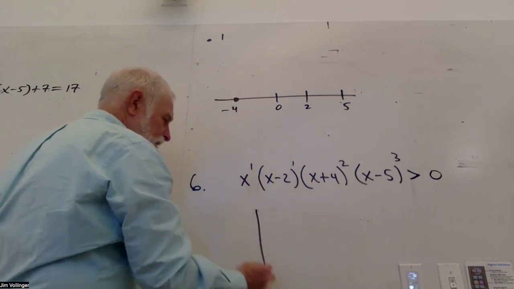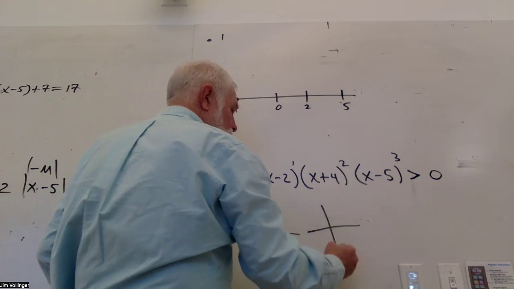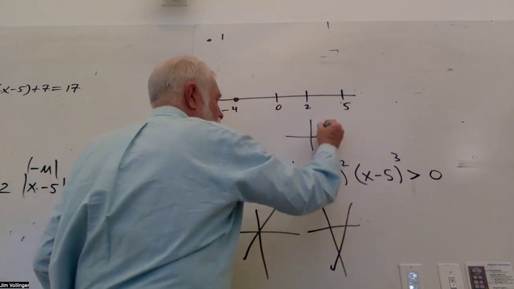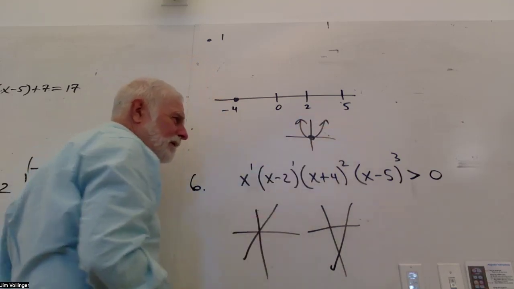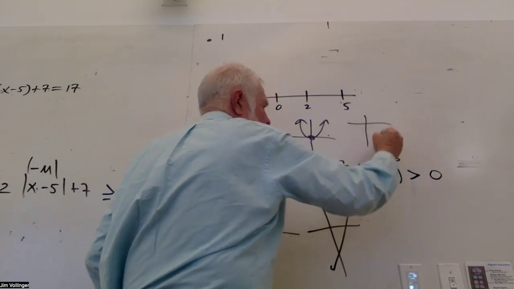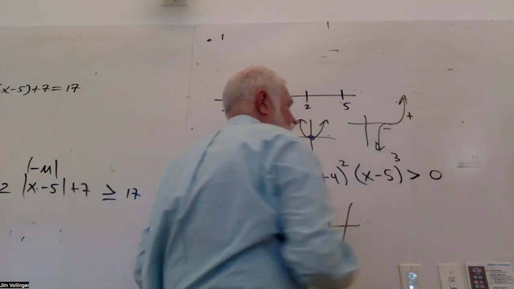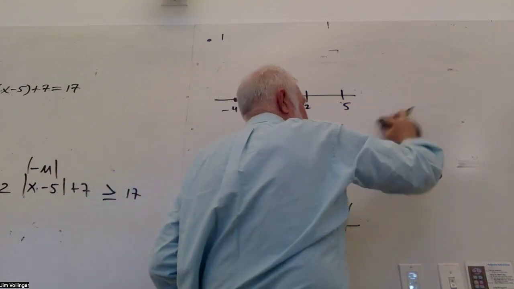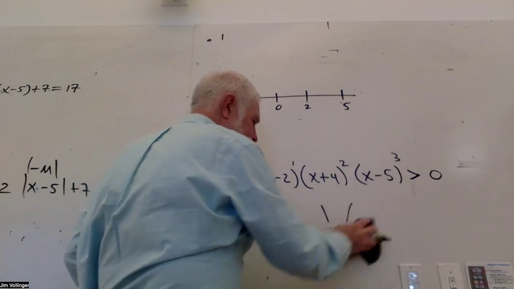X to the 1, linear function, changes signs. X minus 2 goes through 2, 0, changes signs. X plus 4 squared. No, the y values are always positive, except for that one minimum. X minus 5 cubed. It'll look something like that. It changes signs from negative to positive. So we get sign changes with odd exponents, and we don't with even. That's what you're going to be looking at.